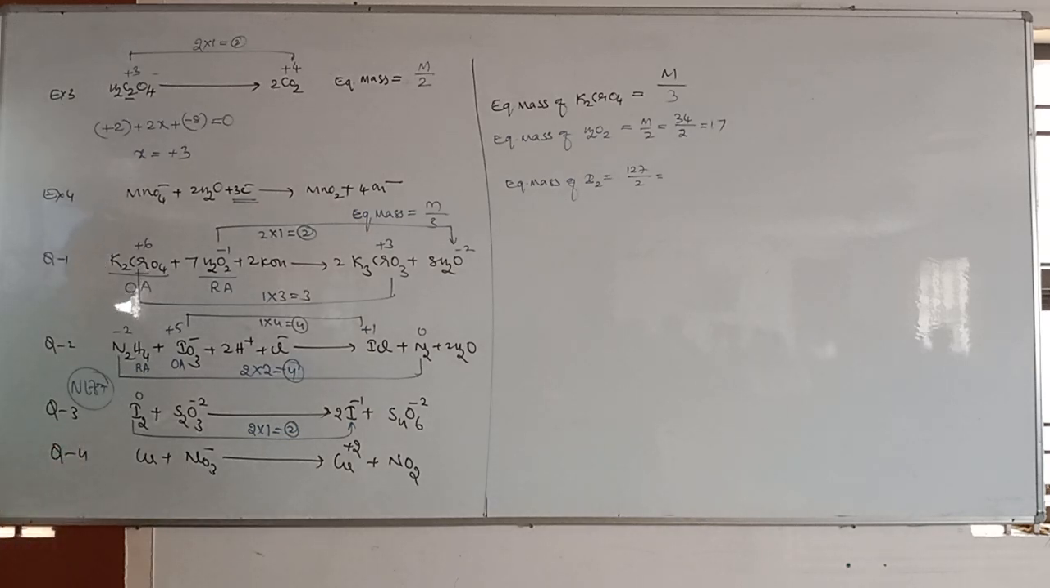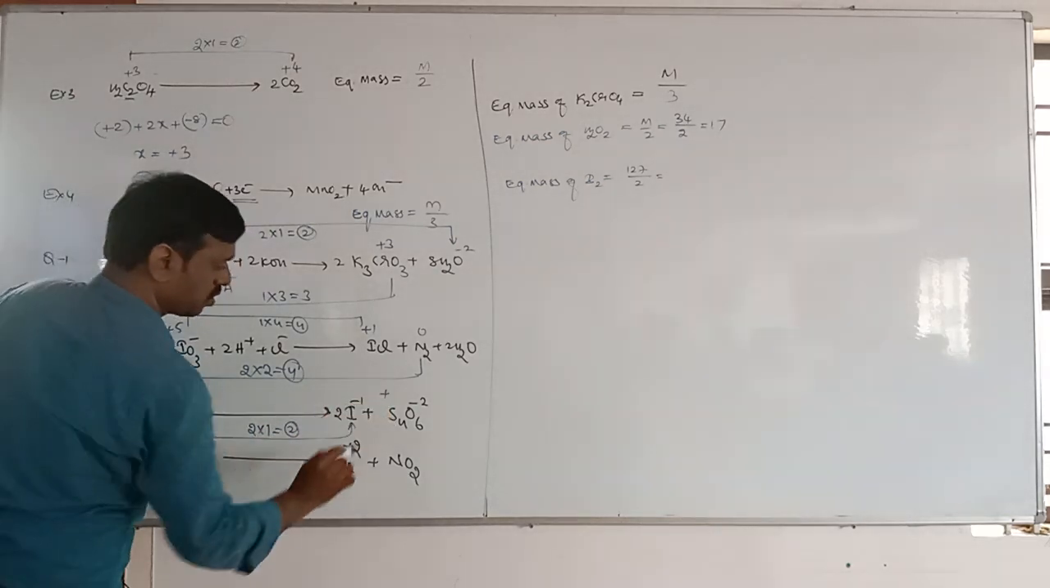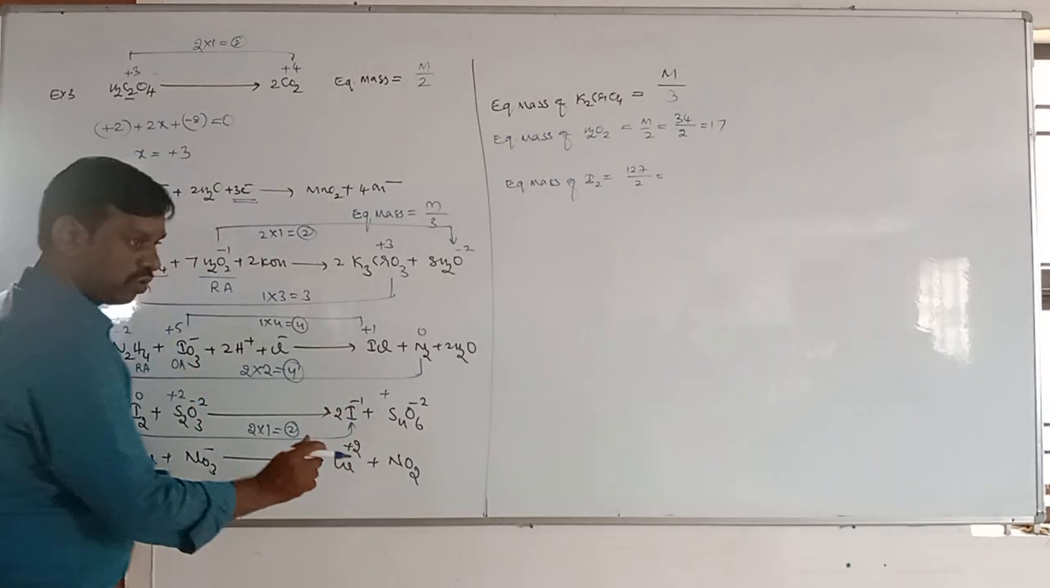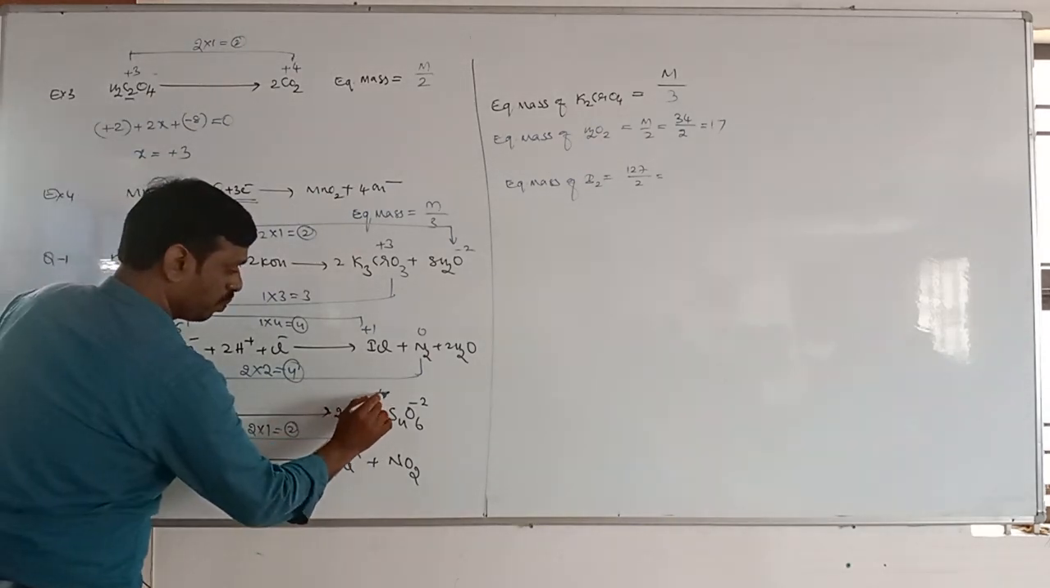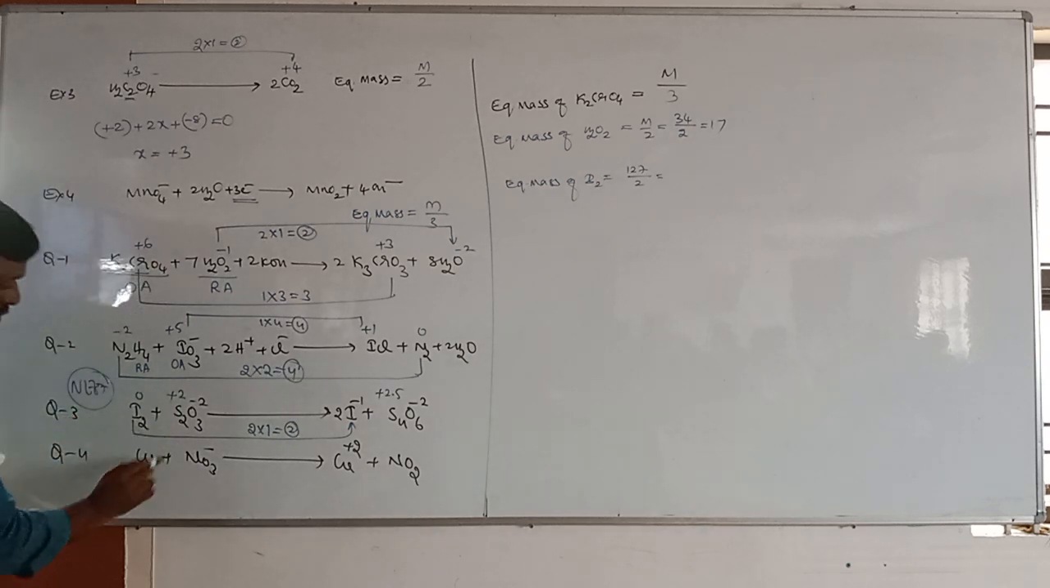Next, hypo. Tell me the change in oxidation state. Here it is +2, and here it is +2.5, that is 5 by 2. What is the change? 2 to 2.5, which is 0.5. Then how many sulfur are there? 2 sulfur, so 2 into 0.5 is 1. Yes or no?